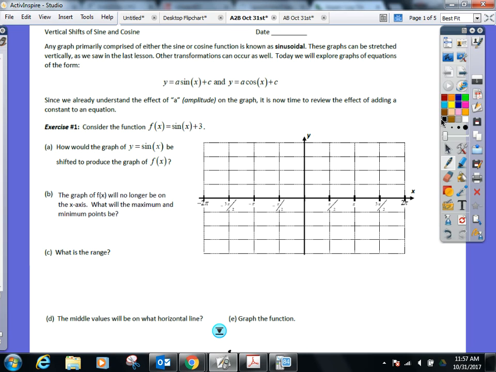Let's start this off. You did this last year, I think, but with maybe parabolas and some other types of graphs, where you shifted them up, down, left, and right. Today, we're only going to shift them up and down. So look at my first one that I have here.